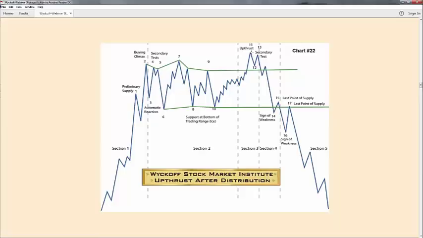Distribution ending action often comes in the form of an upthrust, but it doesn't have to. In accumulation, we like to see the spring as the ending action. Sometimes in distribution, we just see the last point, or the sign of weakness and a last point of supply. In this particular case, we're looking at the upthrust, the secondary test, and then the reaction.